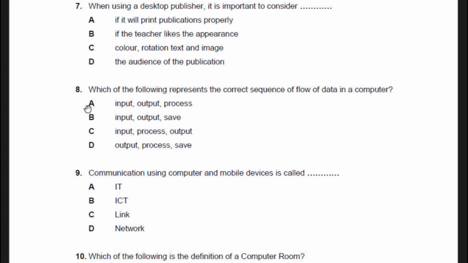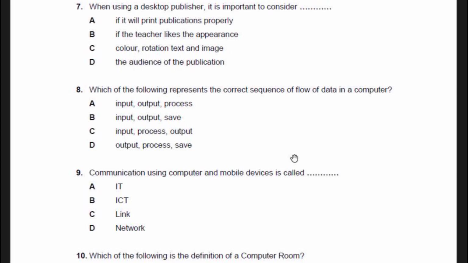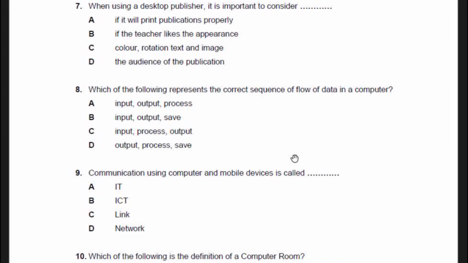Let us move on to question 8. Which of the following represents the correct sequence of flow of data in a computer? The correct sequence of flow of data is, first you input the data, then you process it and it becomes something useful in nature, then you output it. So this is the correct sequence, C.